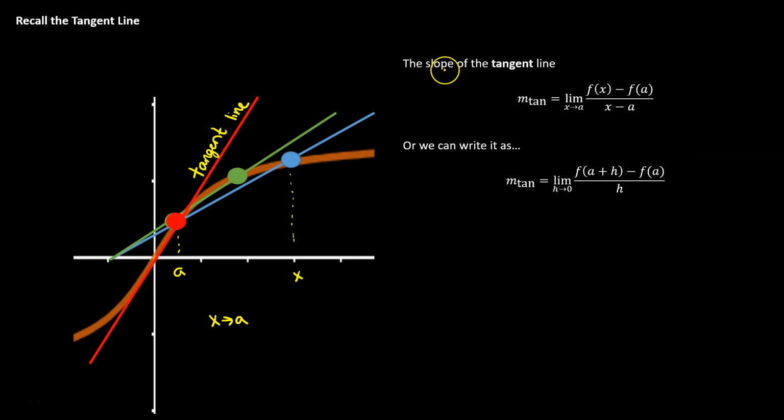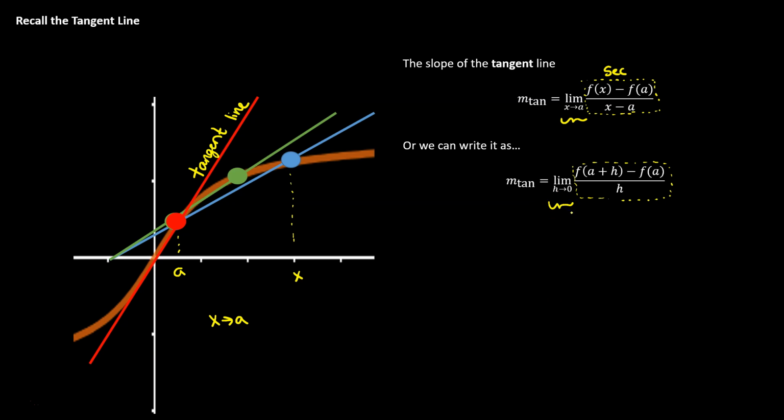So to calculate the slope of a tangent line, we take that same expression that we had to calculate the slope for a secant line, and then we add to it this limit. So the tangent line slope is really the secant slope with a limit applied to it. And the same way that we were able to rewrite the secant line using the h notation, we can also use that h notation for the tangent line, again just applying a limit to it.